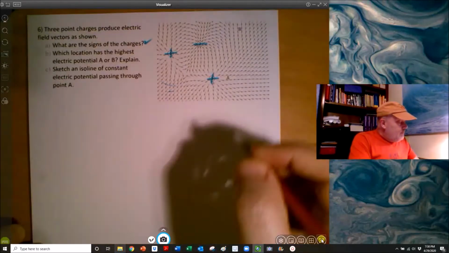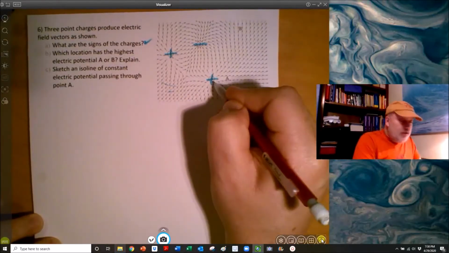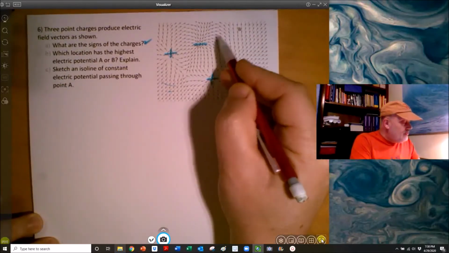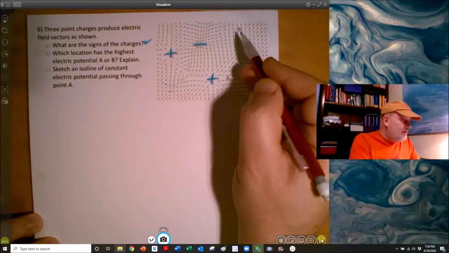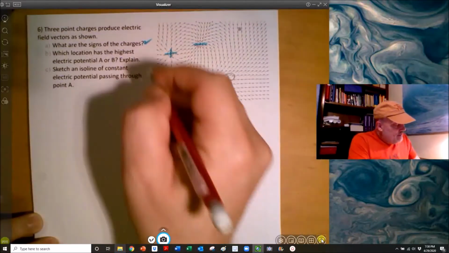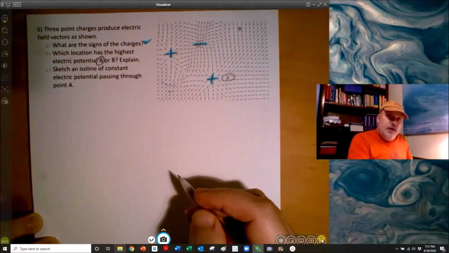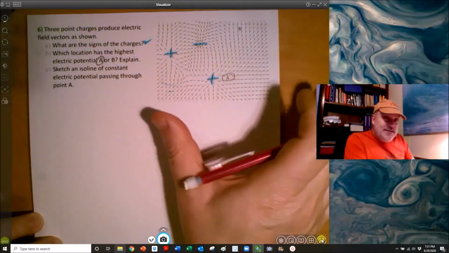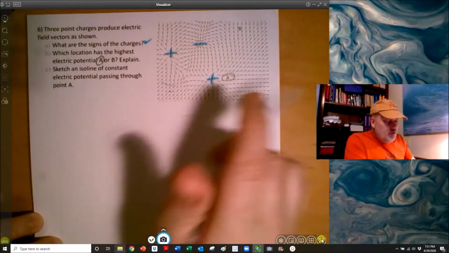Which location has the highest electric potential, A or B? Well, there's a couple of ways to figure this one out. Notice that this one is closer to the plus, so it has to have a higher potential. This one is closer to the negative, or farther away from the plus, so it has to have a lower potential. So our answer would be A has the highest potential. You could also think of it in terms of isolines, but they're kind of hard to see drawing them all on here. So we've already got the answer.